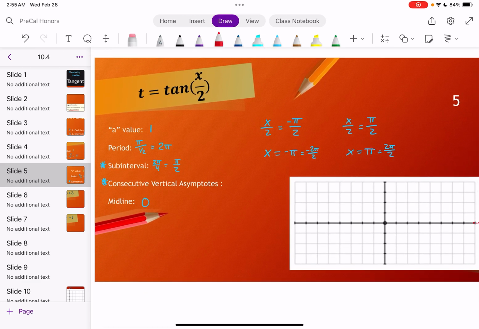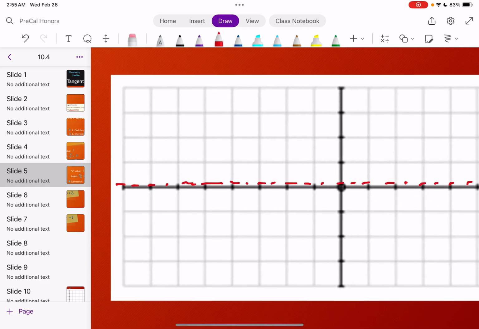We're going to go ahead, start with the midline, and draw our dotted line going across that x-axis. We'll find the midpoint at the very beginning between our two asymptotes after we have placed those on our graph. We know that they're going to begin at negative 2 pi over 2, negative pi over 2, 0, pi over 2, 2 pi over 2.